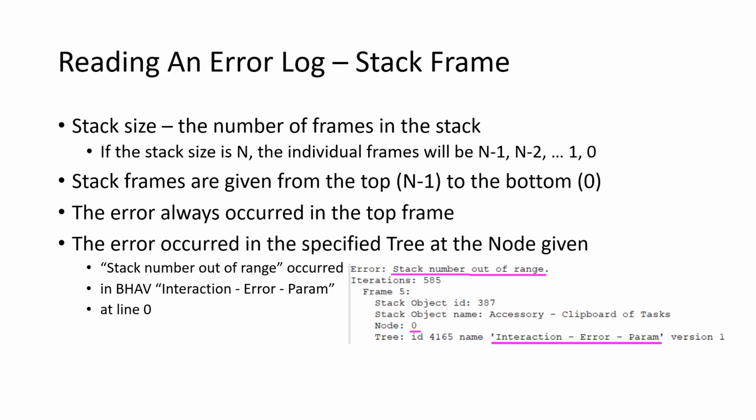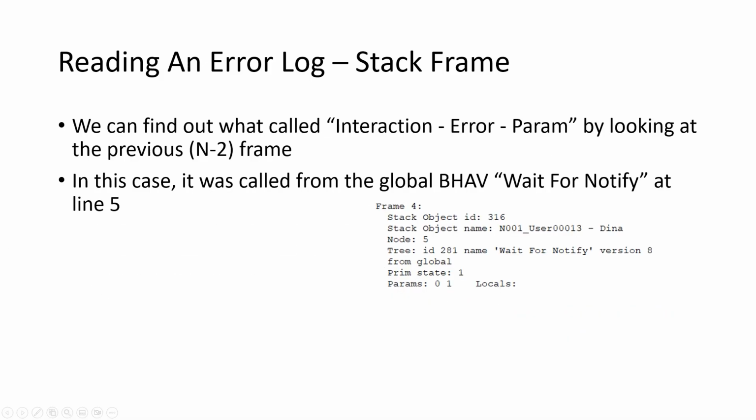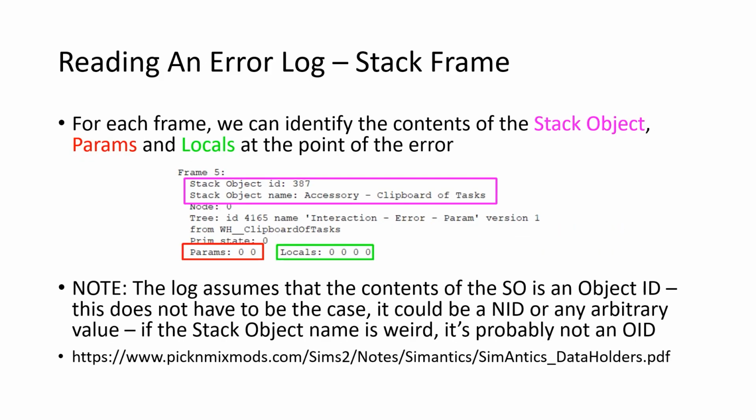You then get a stack frame, which is all of the bhalves that were called in reverse order. So the last one that's called is at the top of the stack, and the first one that's called is at the bottom of the stack, and we can work our way through those. Bits that we can look at. Again, I'm going to look at a real one in a minute. Stack frames, we can find out parameters and locals from them.